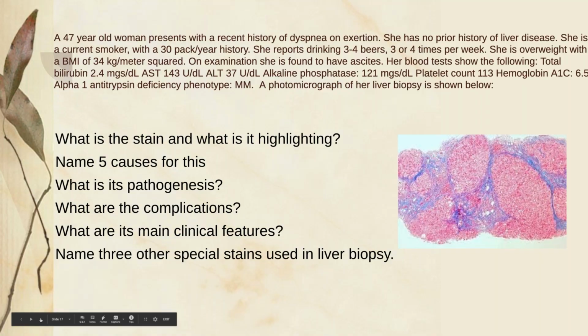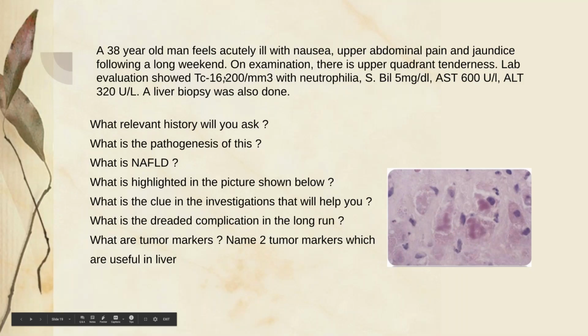Next one is a 38-year-old man who feels acutely ill with nausea, upper abdominal pain, jaundice following a long weekend. On examination, there is upper quadrant tenderness. Lab evaluation showed total count of 16,000 with neutrophilia, serum bilirubin elevated, AST elevated, ALT elevated. A liver biopsy was also done. What relevant history will you ask? What is the pathogenesis of this? What is NAFLD? What is highlighted in the picture shown below?